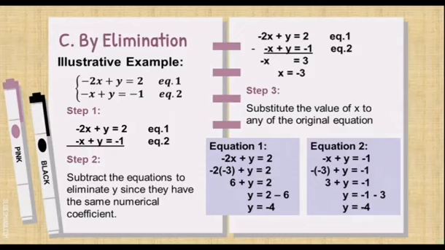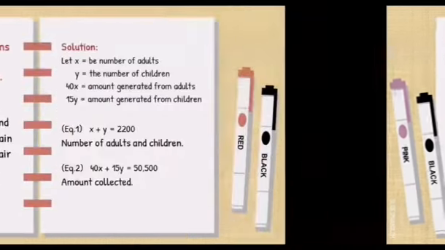And then for equation 2, -x plus y equals -1. Again, substitute x with -3. So the negative of -3 is +3, plus y equals -1. And then subtracting 3 from both sides, we have y equals -1 minus 3, or -4. So therefore, the solution of the system is (-3, -4).